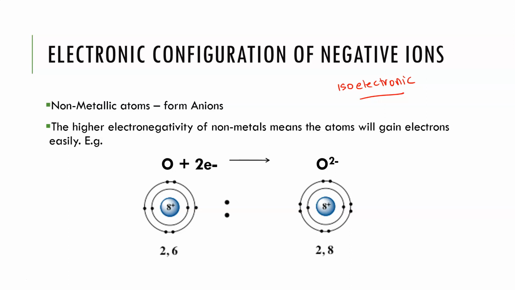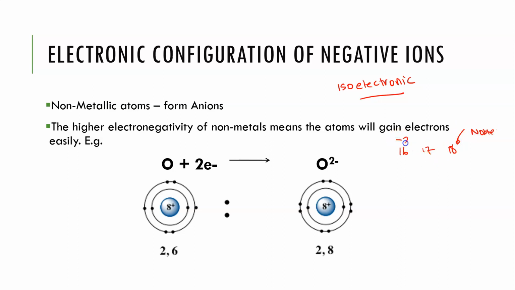It needs to get 2 more electrons to complete its outer shell to be 2,8. This will mean it has 2 more electrons than protons, making it a -2 charge. So you'll notice that oxygen is in group 16. So group 16 will add 2 electrons to get to group 18, which are our noble gases.